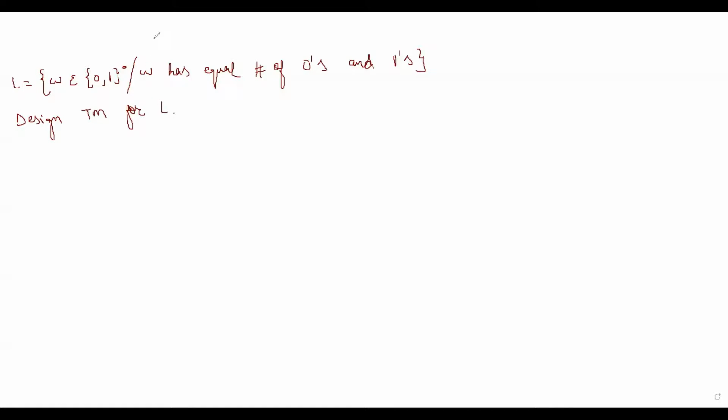So what was the difference from the previous one? The previous was L is equal to 0 raised power n, 1 raised power n. Here also we have an equal number of zeros and ones. So what is the difference between this L and that L? In the previous one, we should have first zeros and then ones, and the number of zeros should be equal to the number of ones. But here there is no such restriction in this L. There is no restriction on the structure.